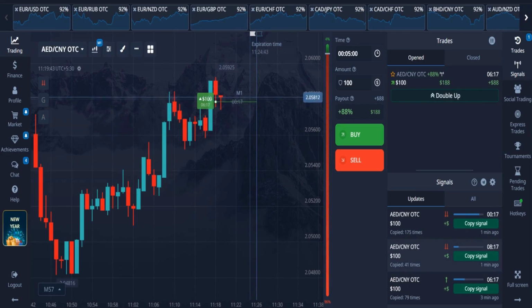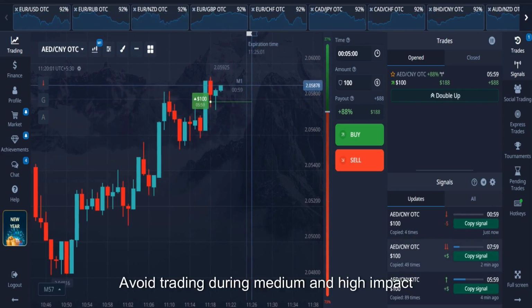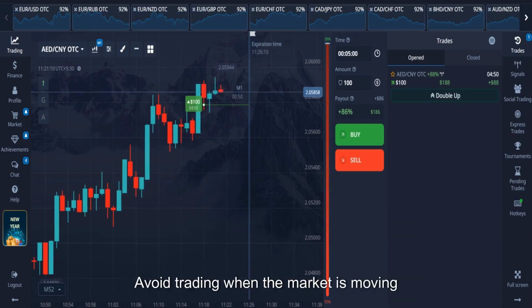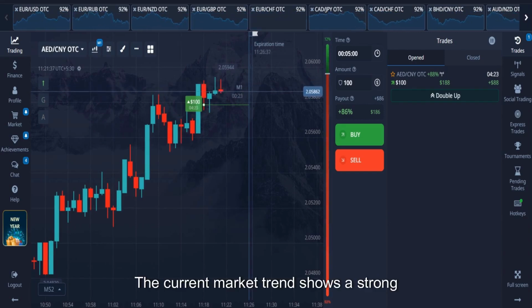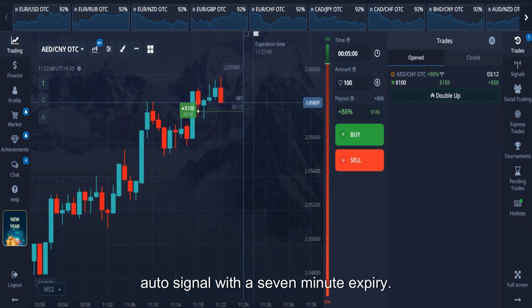Session details. I'll use a 1-minute candle time frame for this session. Avoid trading during medium and high-impact news events. Avoid trading when the market is moving sideways. The current market trend shows a strong uptrend, so I've chosen an AI-based buy auto signal with a 7-minute expiry.